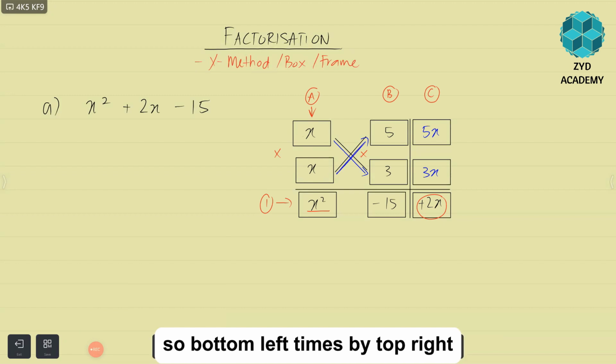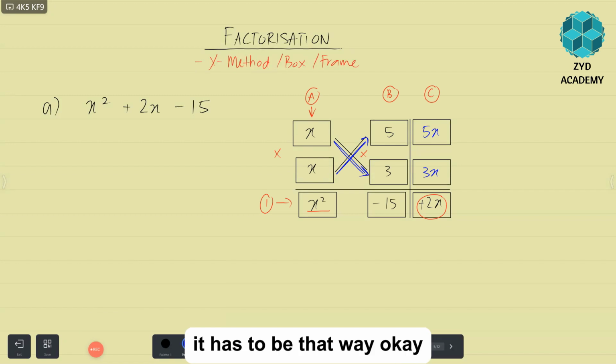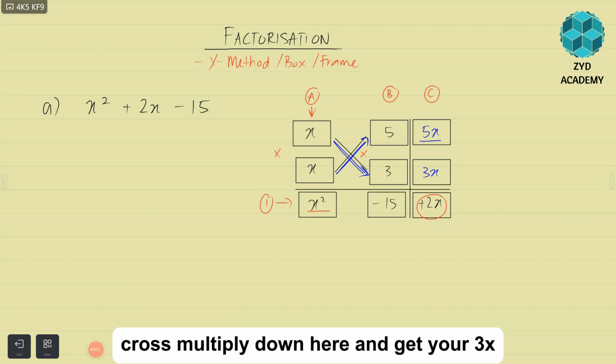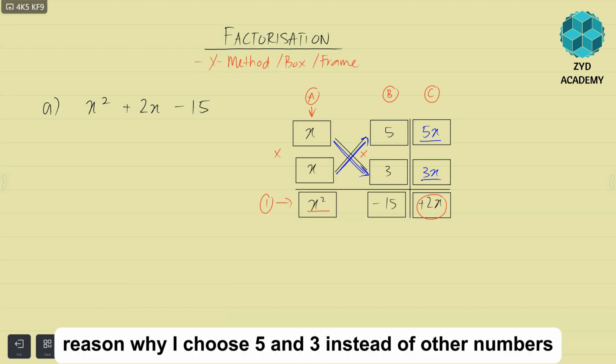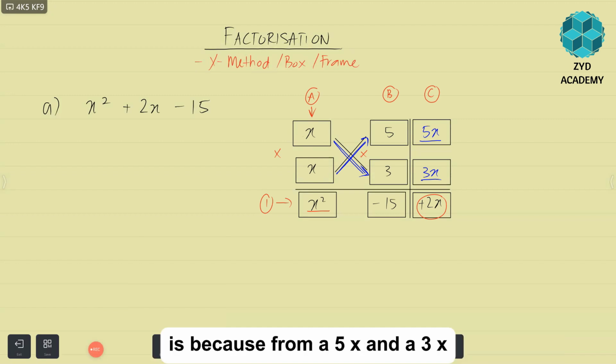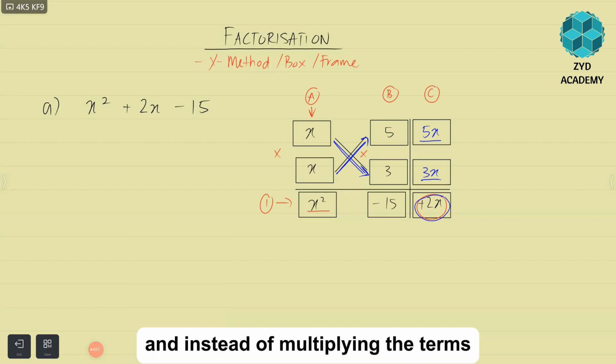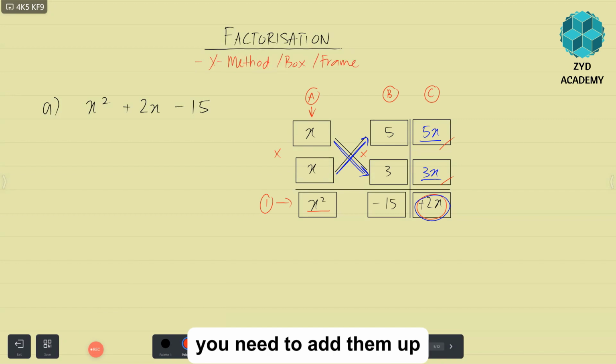So bottom left times top right, top left multiplied by bottom right. It has to be that way. Okay, so cross multiply and then put it up here. Cross multiply down here and you get your 3x. So the reason why I choose 5 and 3 instead of other numbers is because from a 5x and a 3x, there is a way for me to get a plus 2x. Okay, and instead of multiplying the terms that you get here and here in these two boxes, you need to add them up. So 5x plus 3x gives me a 2x.